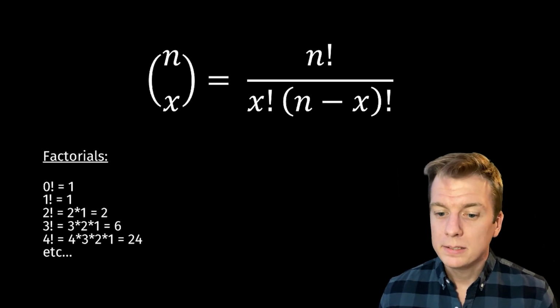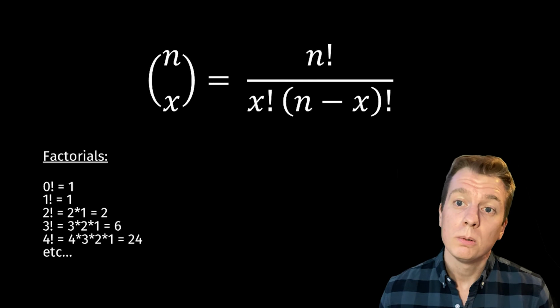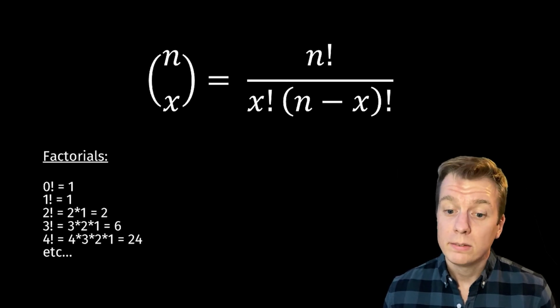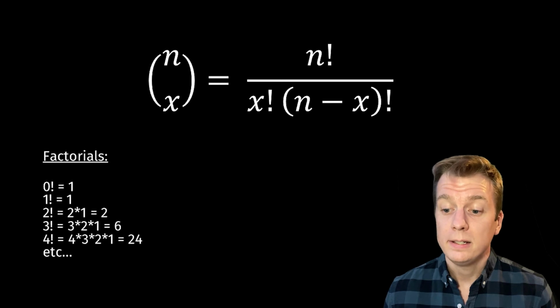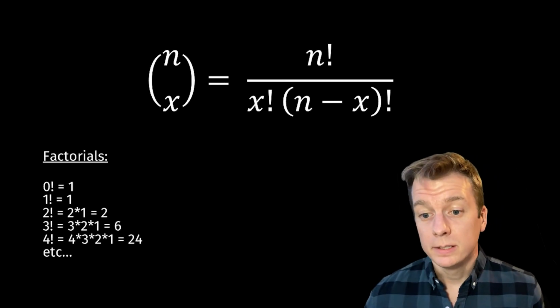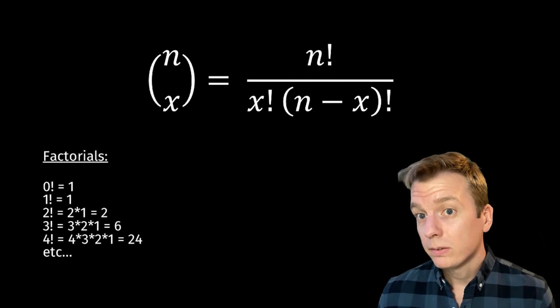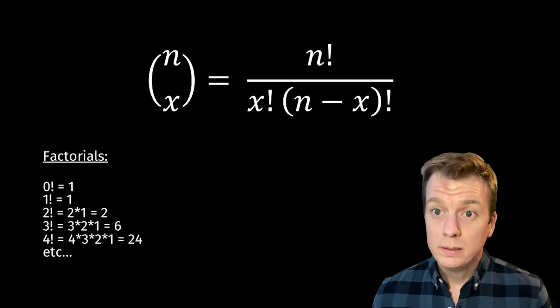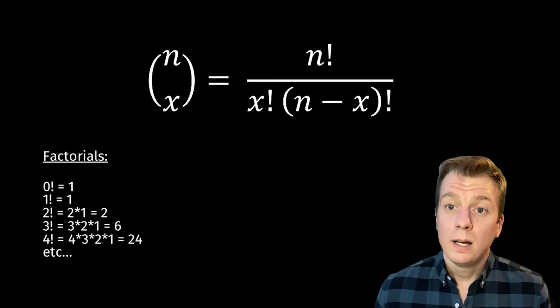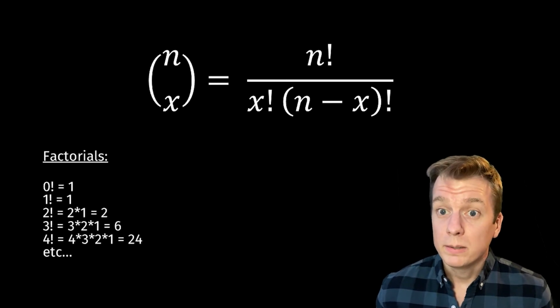The n over x symbol describes the binomial coefficient. And this is the number of ways x successes in n independent trials can happen. We can represent this in the equation n over x equals n factorial divided by x factorial times n minus x factorial. A quick review of factorial calculations.